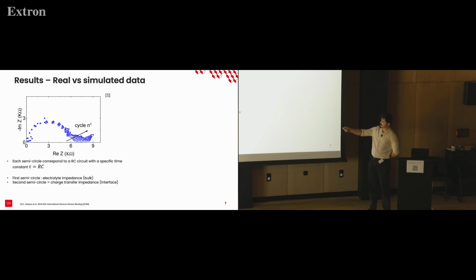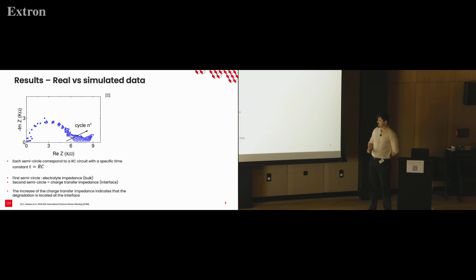Here we cycle the battery and we perform EIS at each cycle. And what we see is that the contribution of the bulk is not really growing or evolving. However, the contribution of the interface, the charge transfer impedance, is growing with time. It means that the resistance of the interface is increasing with the cycling.